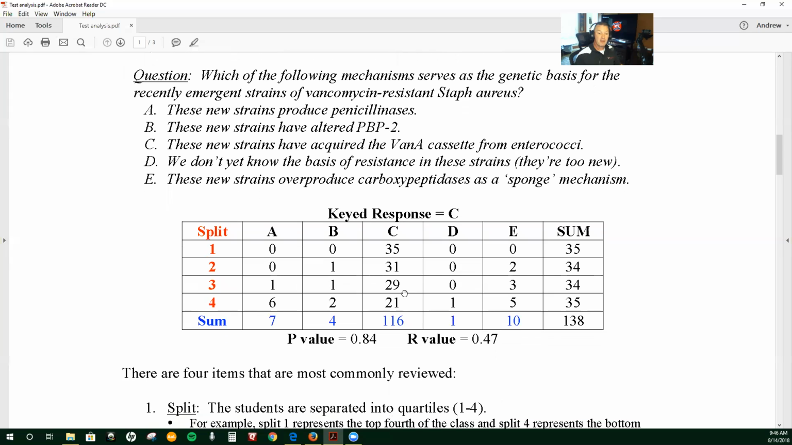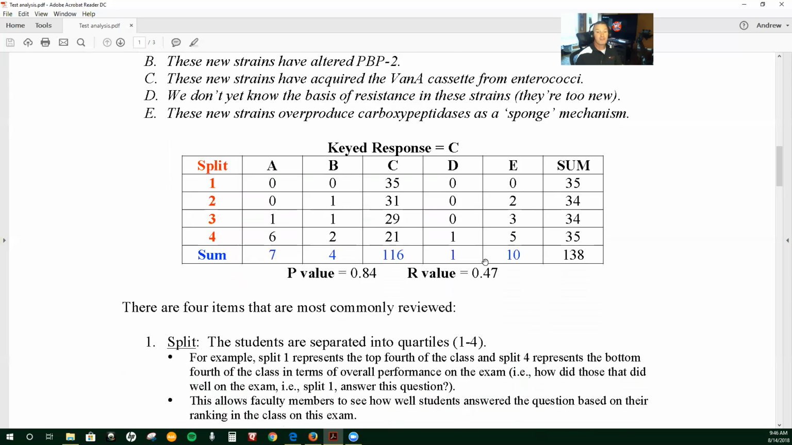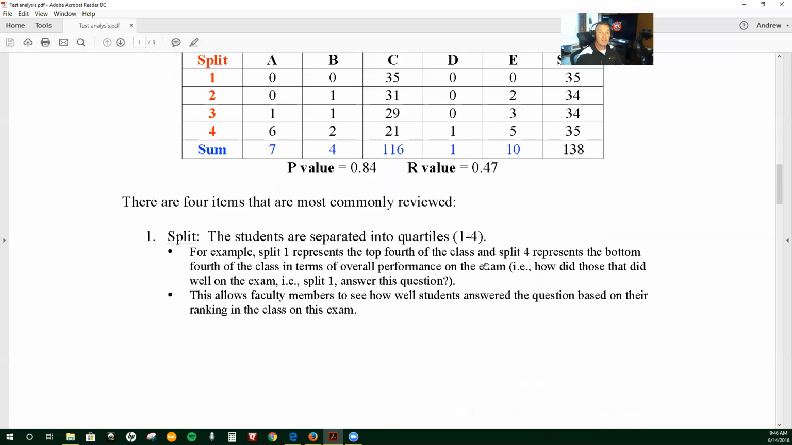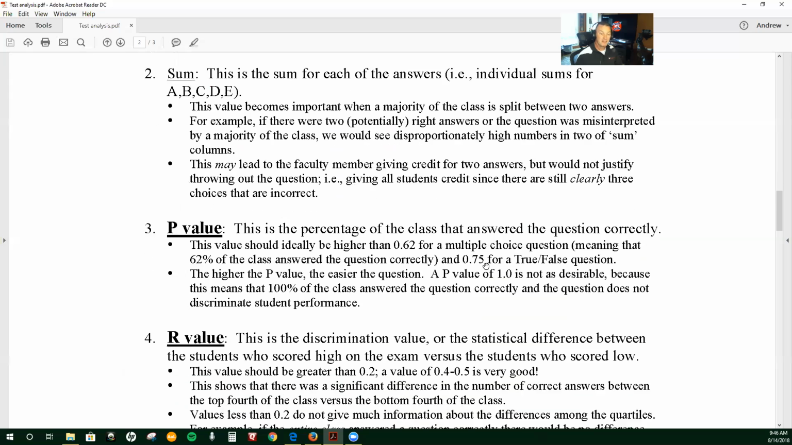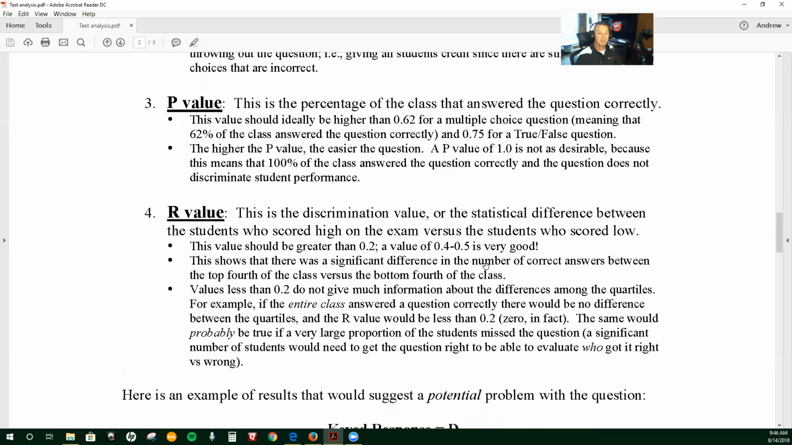This one has a p-value of 0.84, 84% of the class got it right, and an R value, that's the one that's really important here, of 0.47. This is an excellent question. Most of the class did very well on it, but it also discerned between those who did well in the exam and those who did not. Now, I'm going to scroll down to a question that is a potential problem. And I say potential because it doesn't mean it's a problem.